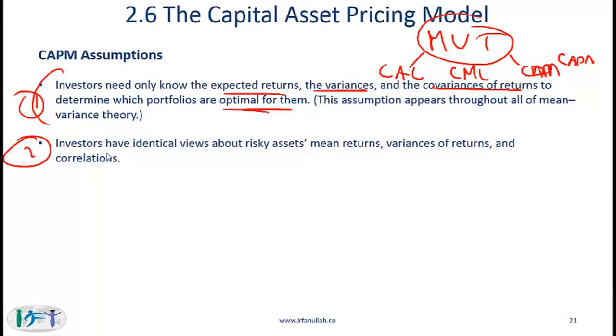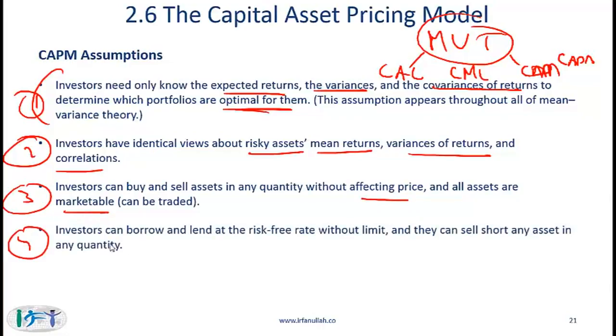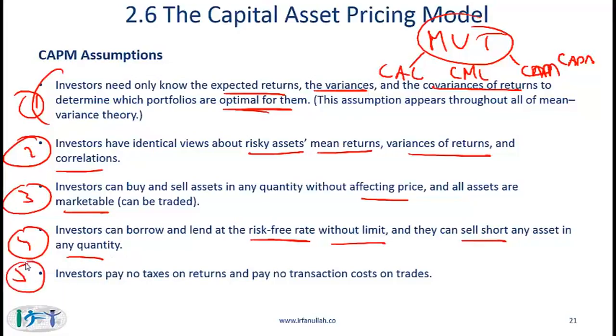Assumption number 2, investors have identical views about risky assets, mean returns, variance of returns, and correlations. Number 3, investors can buy and sell assets in any quantity without affecting price, and all assets are marketable, which means that they can be traded. Number 4, investors can borrow and lend at the risk-free rate without limit, and they can sell short any asset in any quantity. And finally, investors pay no taxes on returns and pay no transaction costs on trades.